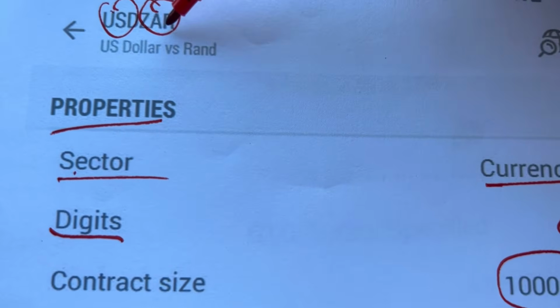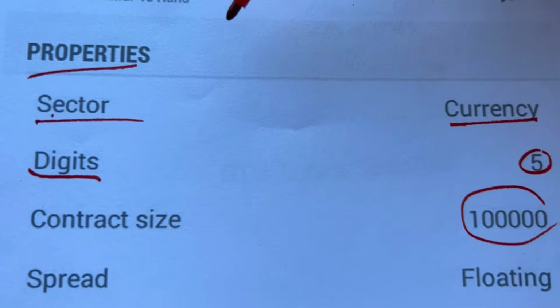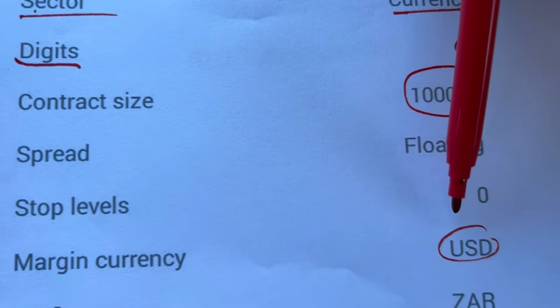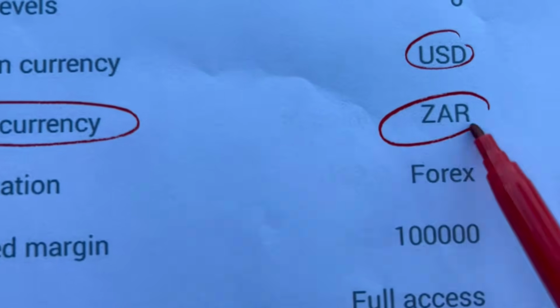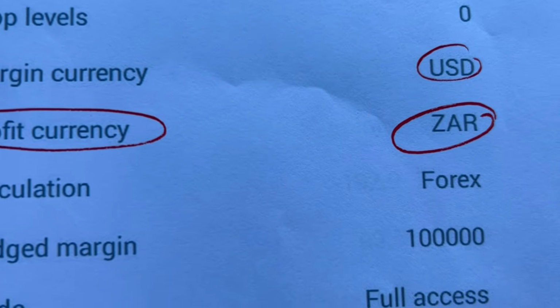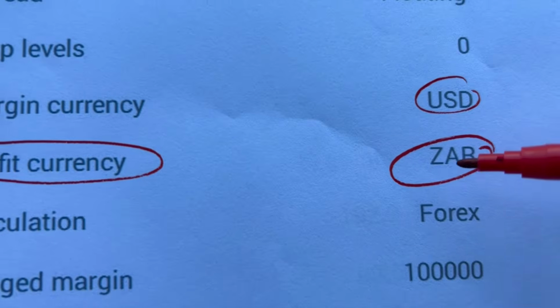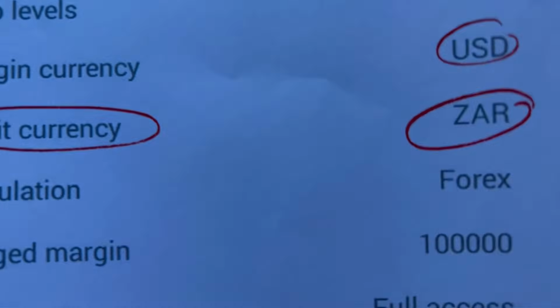So profit is going to be what? It's going to be in ZAR. The money that is going to be needed is going to be in US dollars. So here we have profit currency. Profit currency simply means that the money that you're going to profit is going to be in ZAR. However, this money is going to be converted based on the account that you're going to be using.